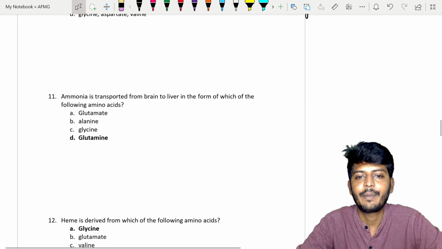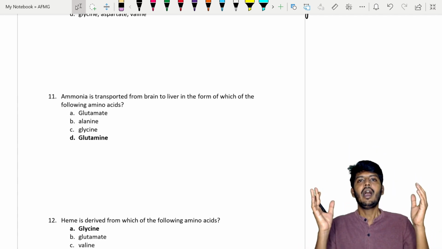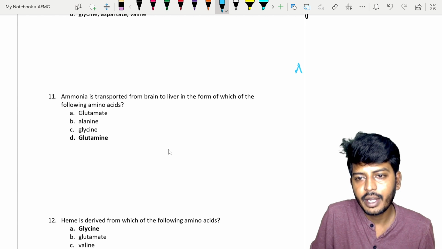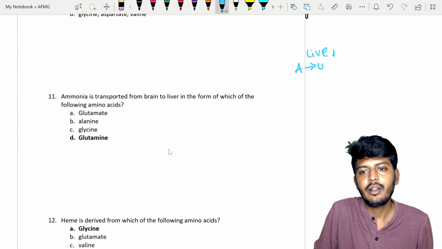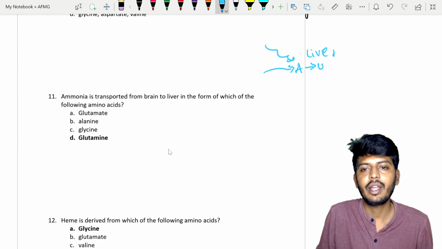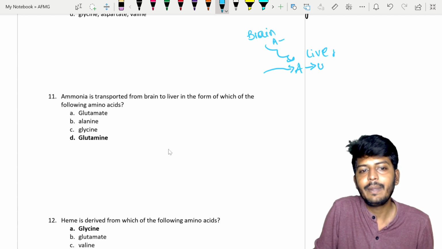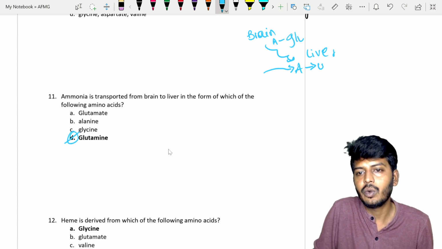Ammonia is transported from the brain to the liver by which of the following amino acids? So remember, where does the urea cycle take place? Urea cycle means ammonia to urea. This takes place in the liver. Now ammonia should be brought to the liver. So from the brain all the ammonia will be carried by glutamine, my dear students.